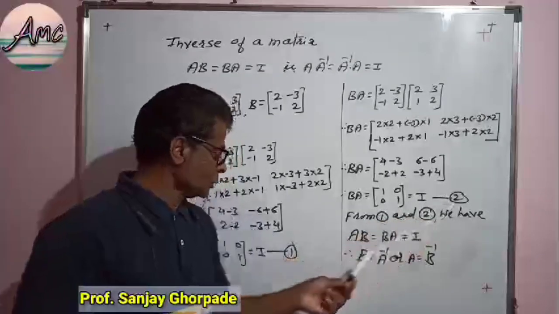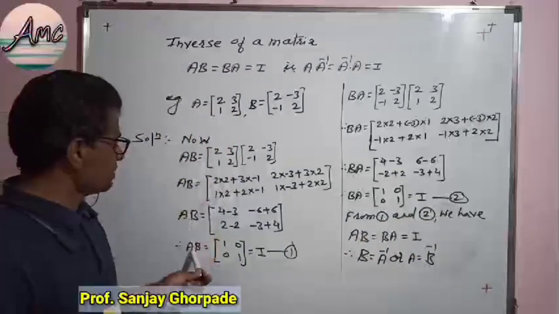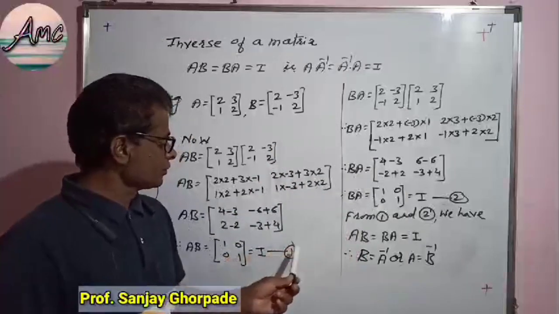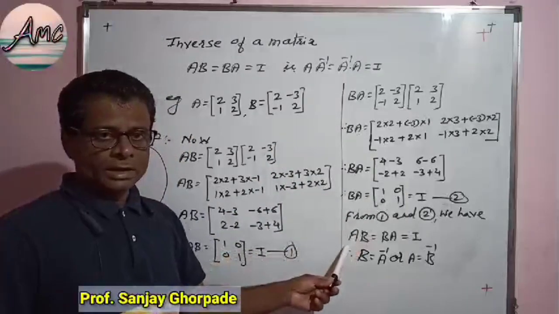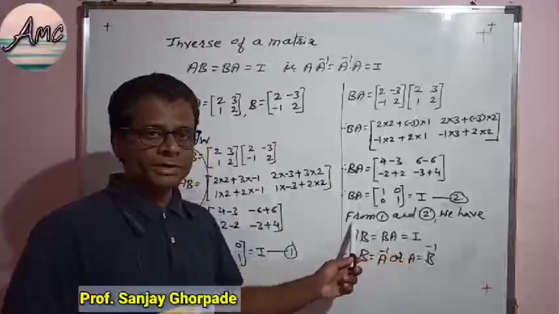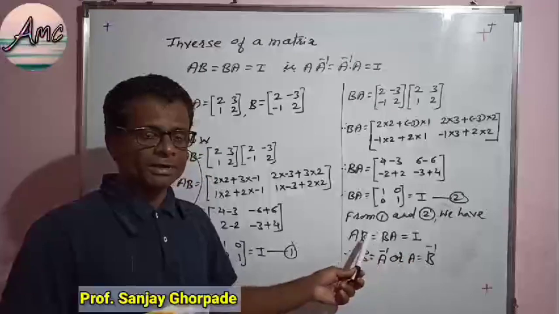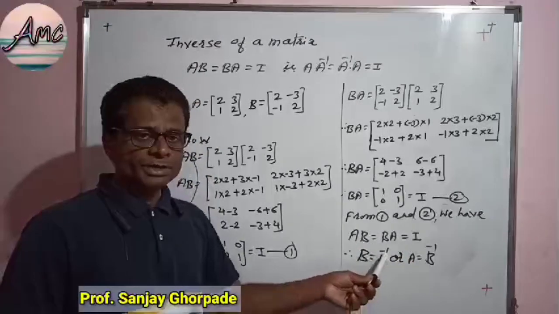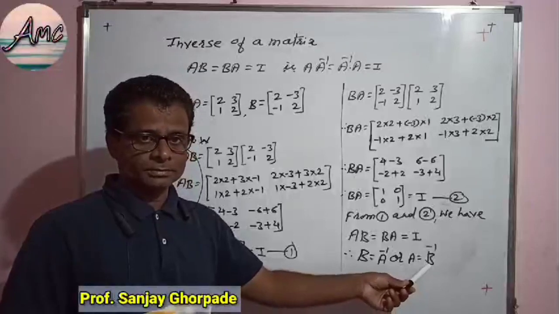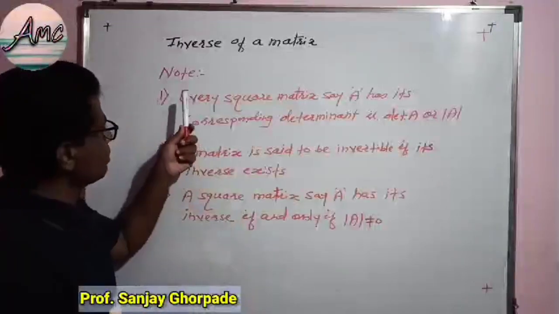Say equation number 2. See, in both the cases, in AB as well as in BA, we got the identity matrix. So from equations 1 and 2, we can say that A into B equal to B into A equal to I. That is nothing but the condition for the inverse of a matrix. Hence, we can say that B is the inverse of A, or we can say that A is the inverse of B.